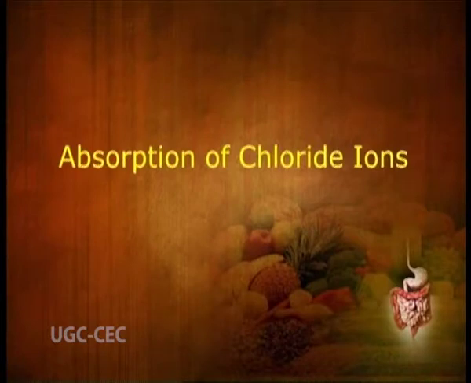Absorption of chloride ions. In the upper part of the small intestine, chloride ion absorption is rapid and occurs mainly by diffusion, that is, absorption of sodium ions through the epithelium creates electronegativity in the chyme and electropositivity in the paracellular spaces between the epithelial cells. Then chloride ions move along this electrical gradient to follow the sodium ions.